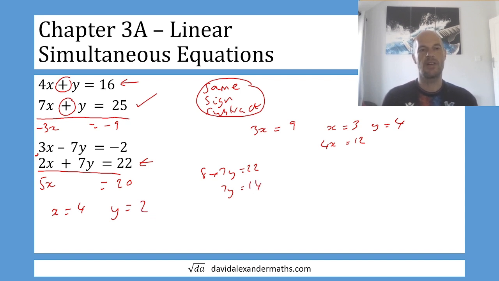Let's test it in the other one. 3 times x is 12. 12 take away 14 is negative 2. Perfect. So I know that these solutions are correct.